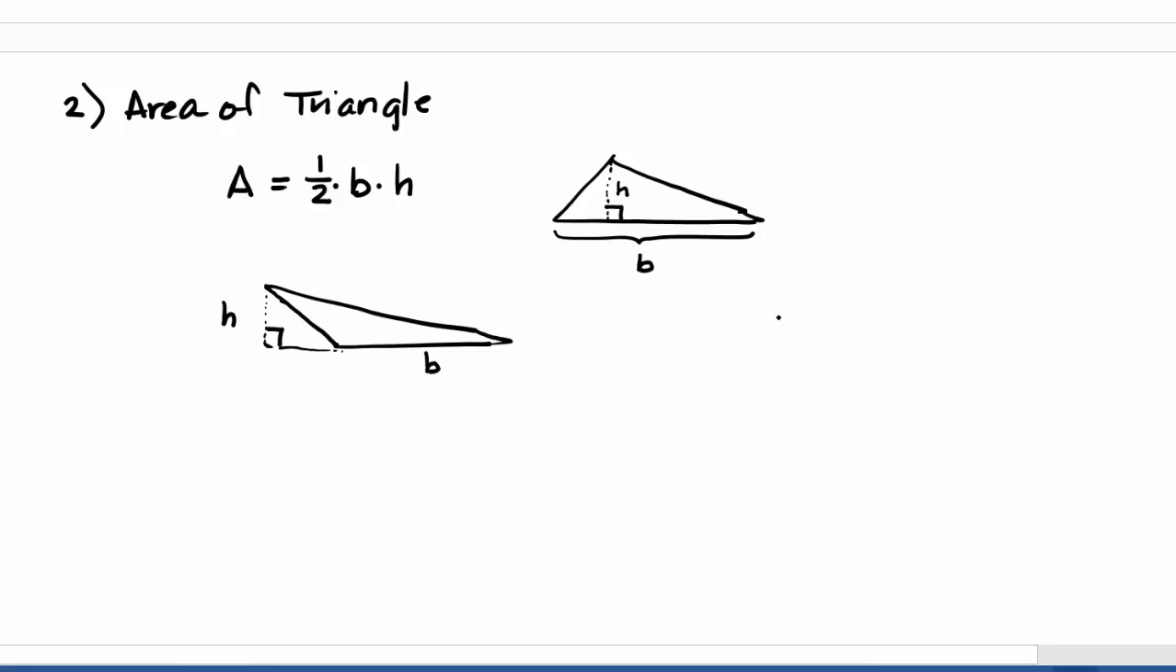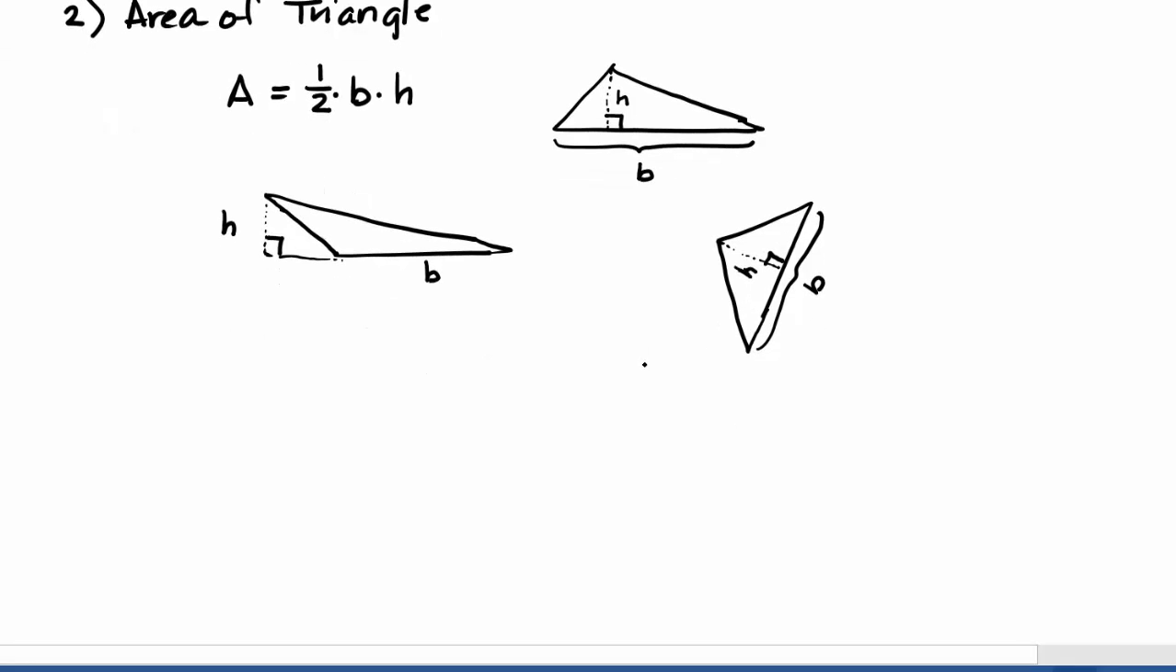And then we can actually rotate that triangle however we want to, right? So even if it looks something like this, if I actually drop that perpendicular where that little square is, this now becomes my height, and this part here is my base. Okay, so it's always important to identify what we know. So let's just do a quick example here.